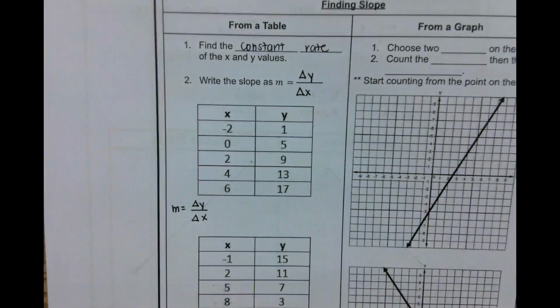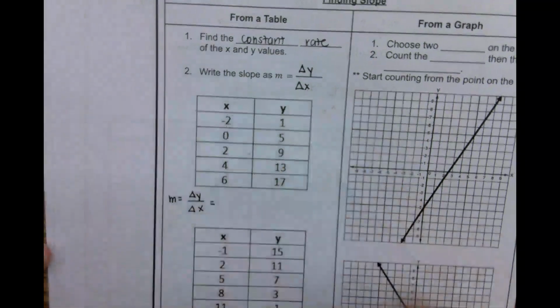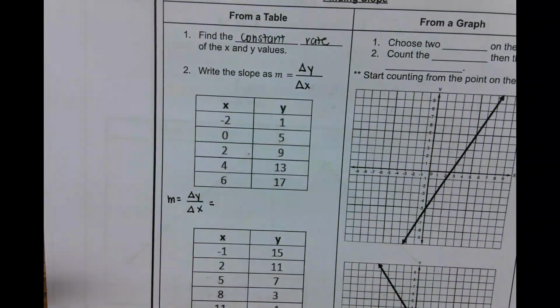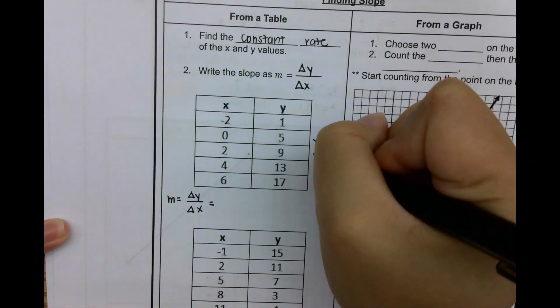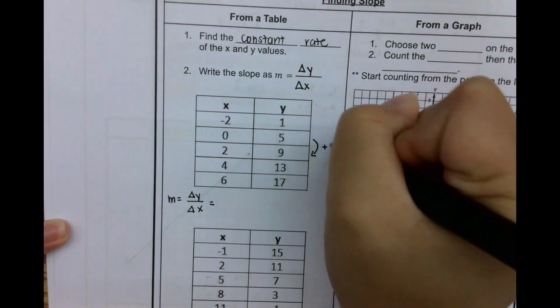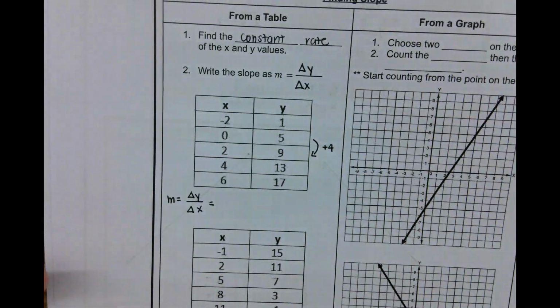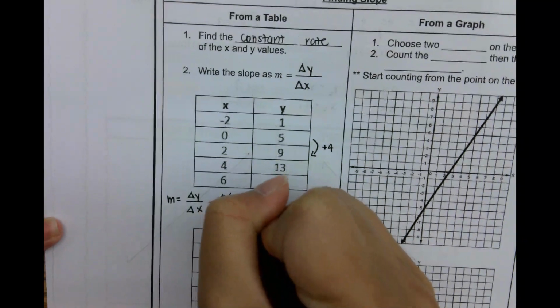So I'm going to first start by looking at our y's. Let's say I'm going to pick two y values and state how they change. From 5 to 9, I have to be consistent, from 5 to 9, what happened is that we added 4. And so the change in y here is that we added 4, or a positive 4.